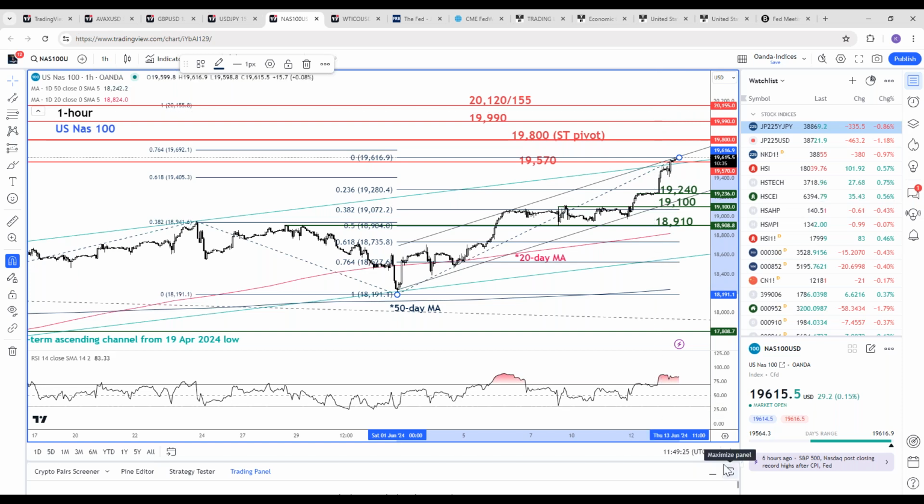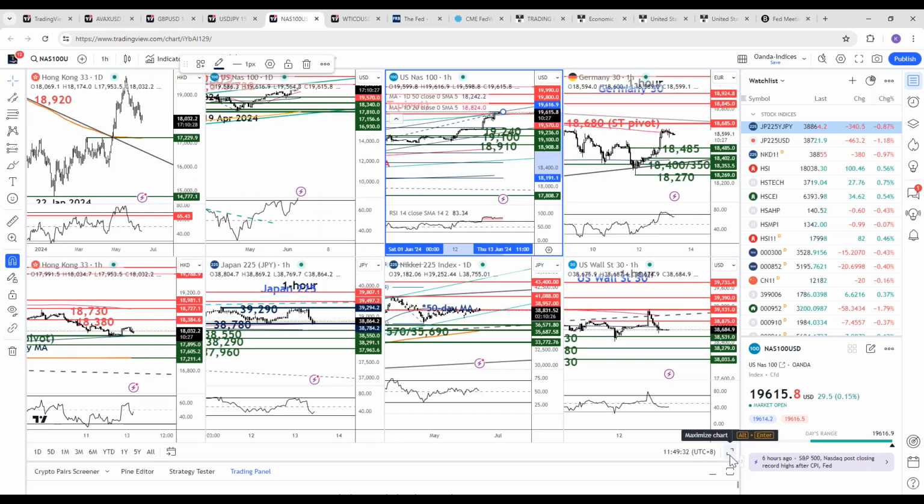All right, so that pretty much sums up the short-term technical outlook on the major stock indices. What we start to see is some form of potential short-term mean reversion intraday slide on the Nasdaq 100, on the Dow Jones Industrial Average, the US Wall Street 30, as well as the German 30. Mixed bag for the Nikkei 225, and for the Hong Kong 33, since it's still surviving a key short-term pivotal support, we will still maintain a short-term intraday bullish bias on the Hong Kong 33. Okay, so with that, let us now move to the commodities market, starting with gold.